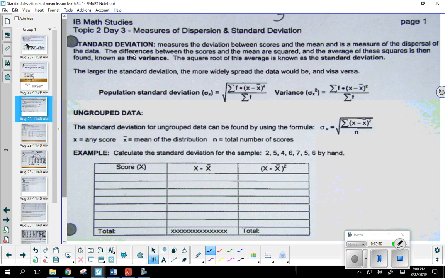Okay, so we have population standard deviation. Here's the formula, and there's that little notation, sigma. Okay, so this uppercase sigma right here, that's your summation. What do you think that F stands for?